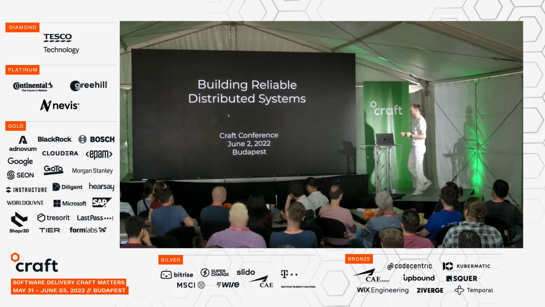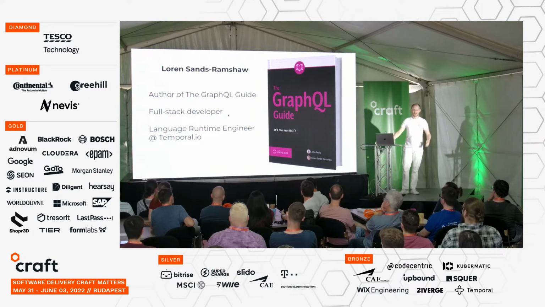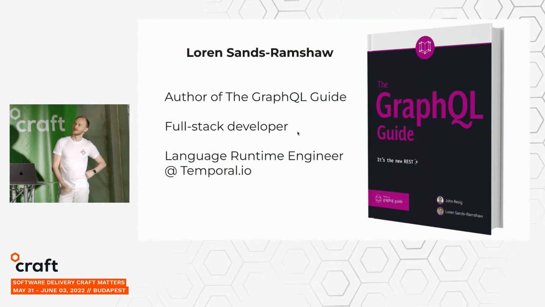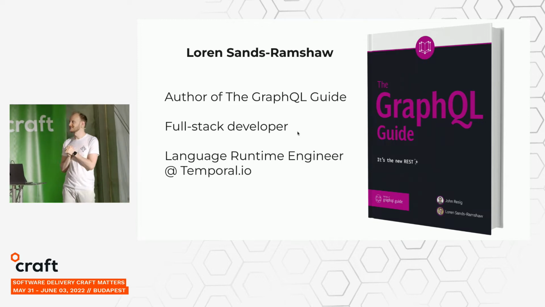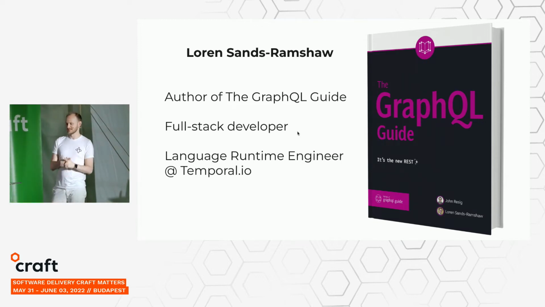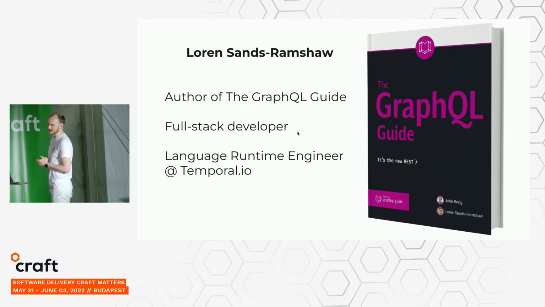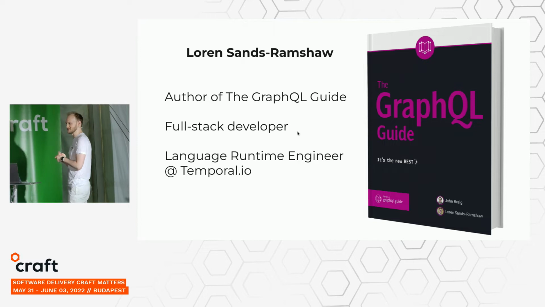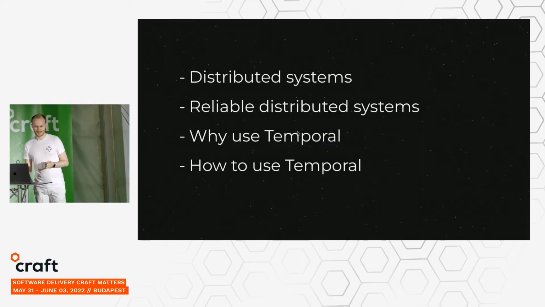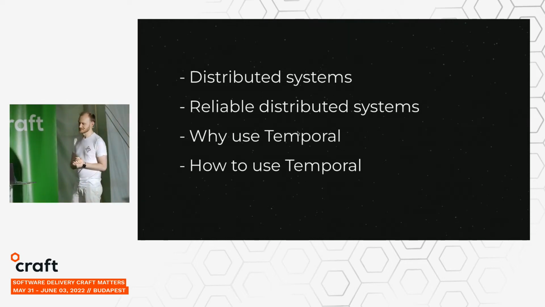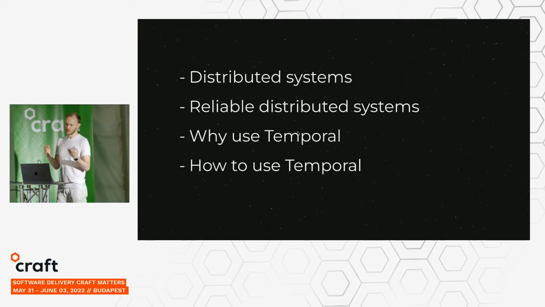So, building reliable distributed systems. My name is Loren. As I already said, I wrote a book, and I've been doing full stack development for a long time. My first job was in 2007, working with GWT, Google Web Toolkit, which was a cutting-edge framework that compiled Java to JavaScript for websites. And I've done a lot since then, and I'm currently a language runtime engineer at Temporal, working on their TypeScript SDK. And we'll get into what Temporal is later. I'll start out with what's a distributed system, how to make distributed systems reliable, and why you can use Temporal to make that easier, and then how to use it.